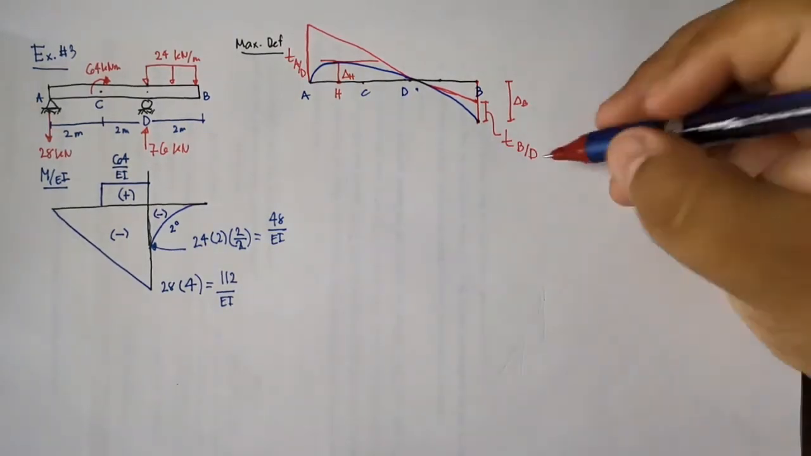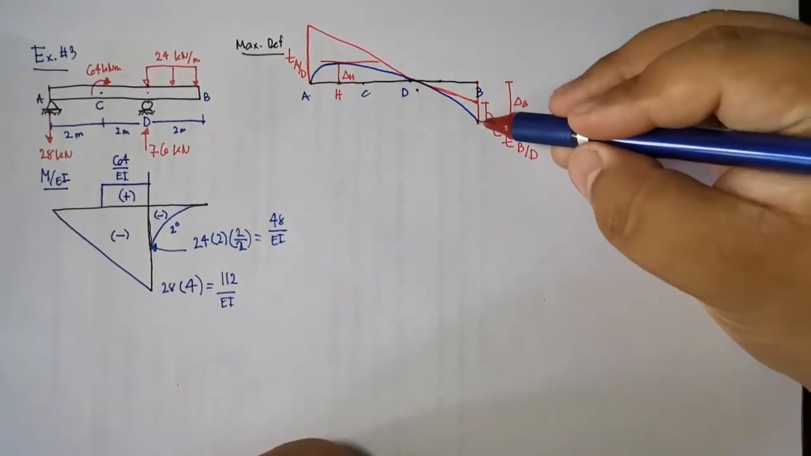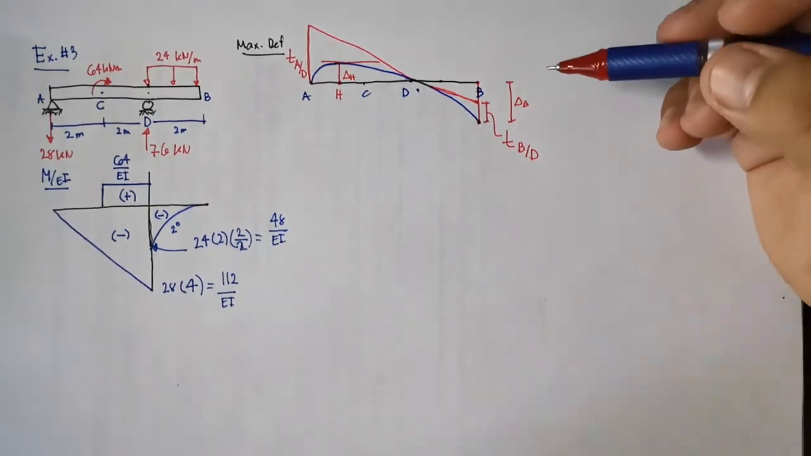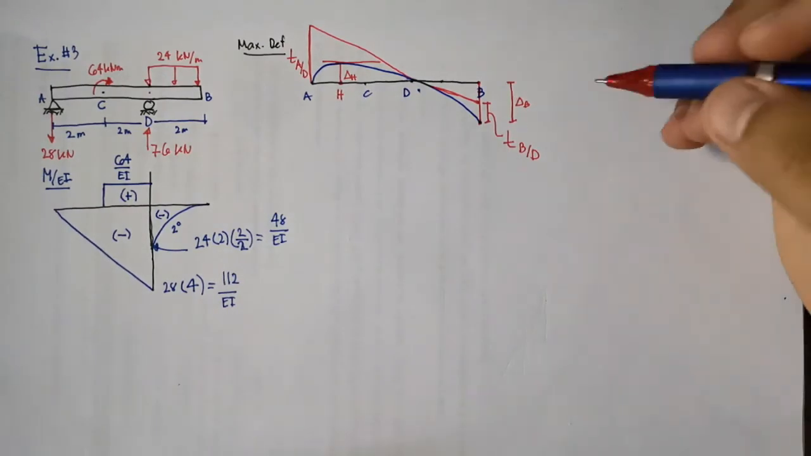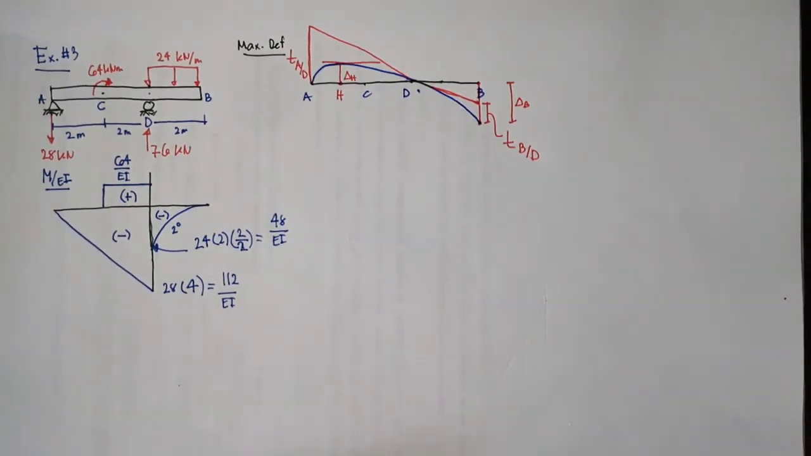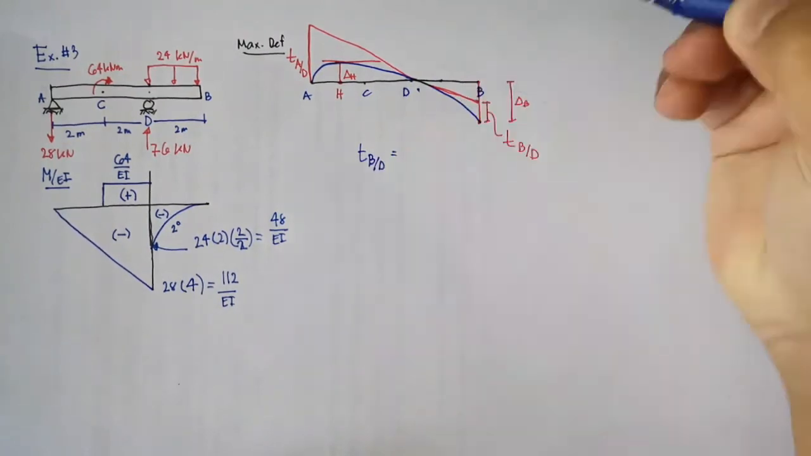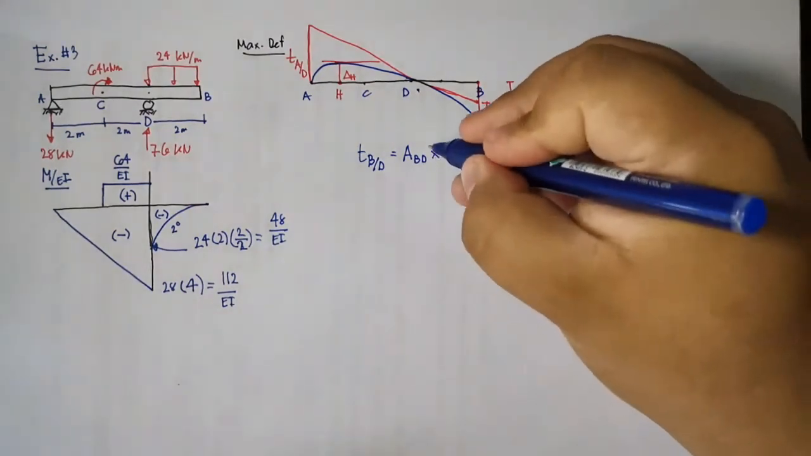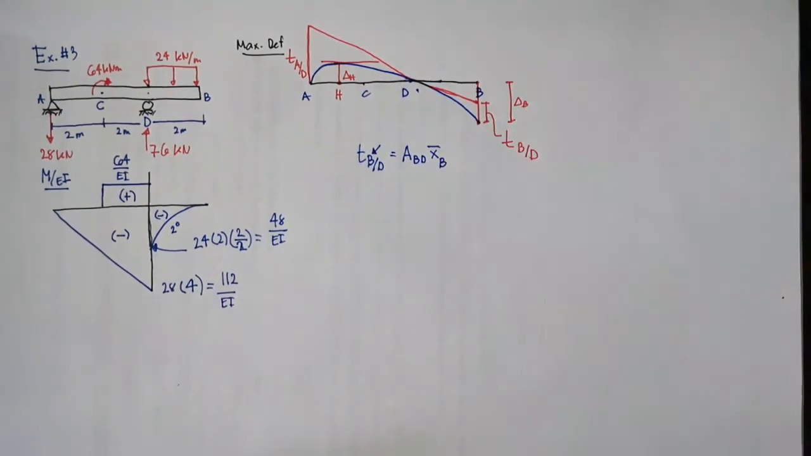So, how do we check that? If TB with respect to D is positive, it means B should be higher than the tangent. If negative, then B is lower than the tangent. That's what we need to find out. First, let's determine TB with respect to D right away so we can check our assumption. TB with respect to D is just the area BD times X bar, measured from B.